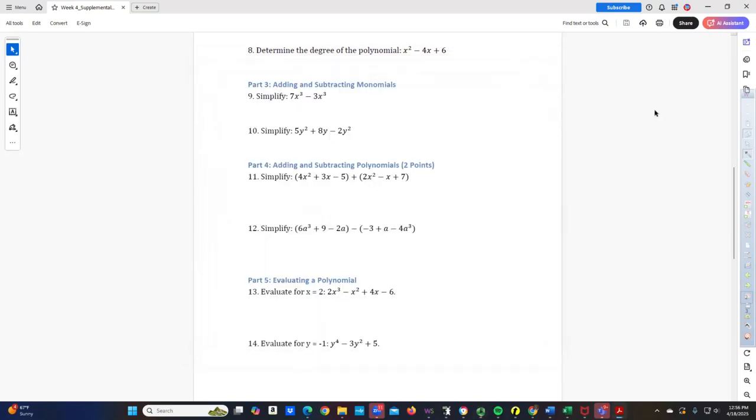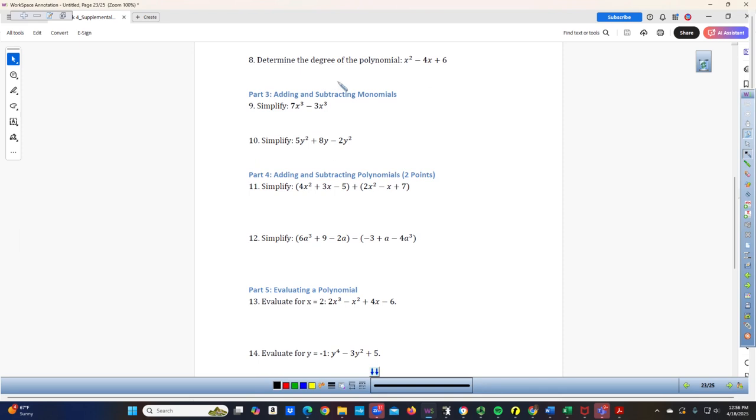All right, so looking at page 2, looks like we got number 8, which was from the first page. So we're still determining the degree of the polynomial. And again, the degree of the polynomial is just our biggest exponent, which happens to be 2. All right, part 3. Now we're going to add and subtract monomials.